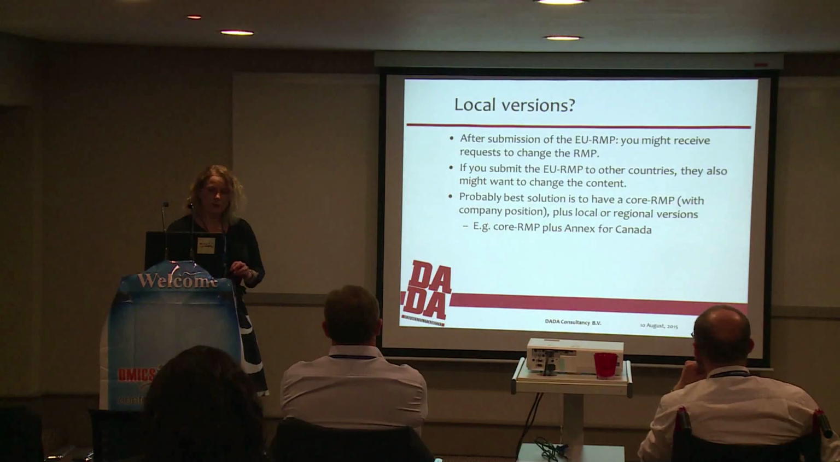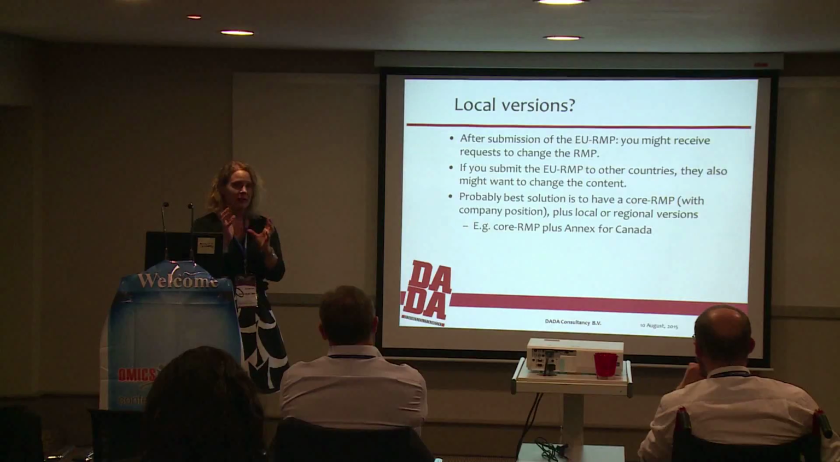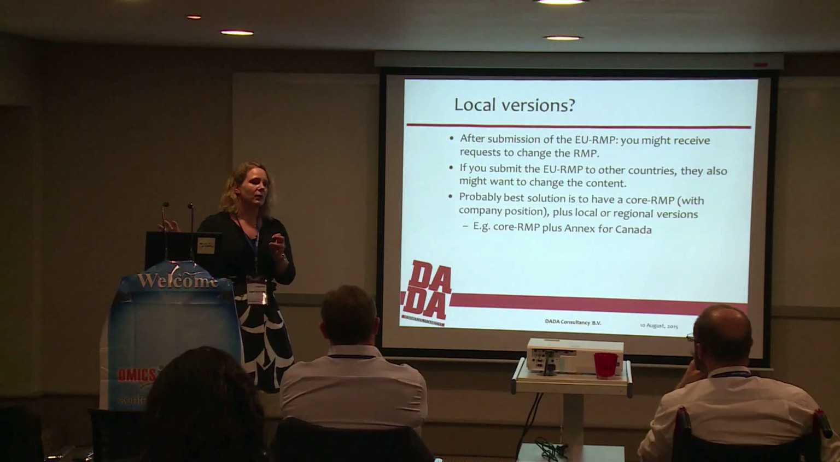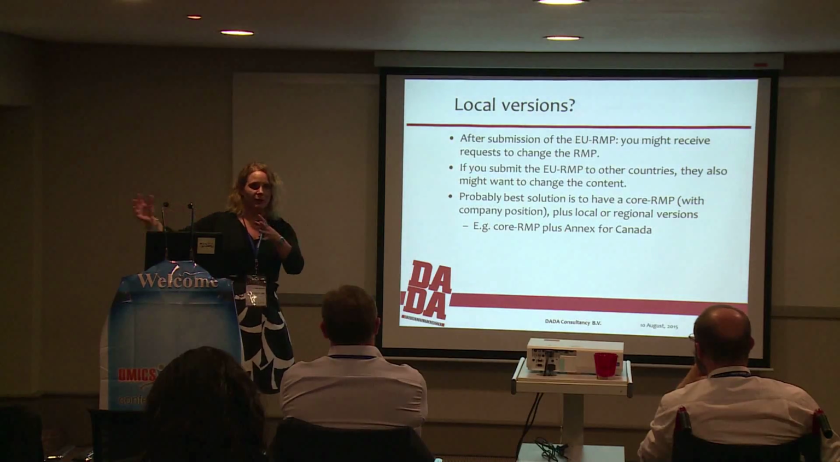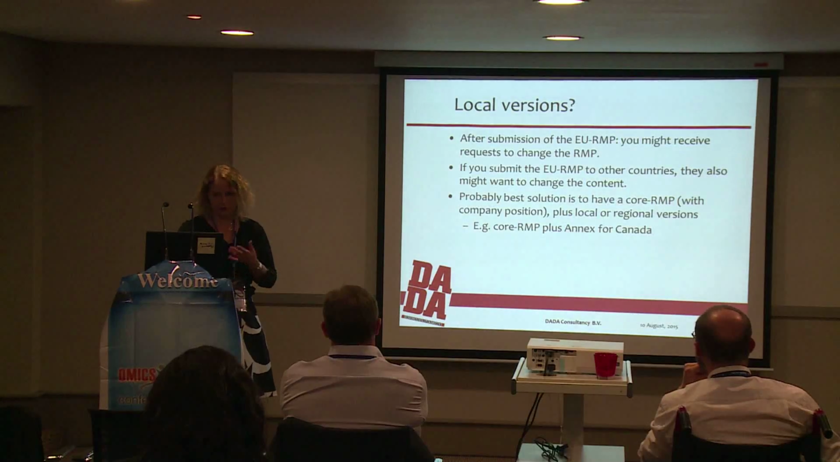If you have requests from competent authorities from other countries that want to change your content, then it's best that you have a core risk management plan that contains the data that you feel should be in there. And then you can have region-specific versions. Well, this country wanted this risk also included, so we have a region-specific appendix or a country-specific annex for, in this example, Canada.